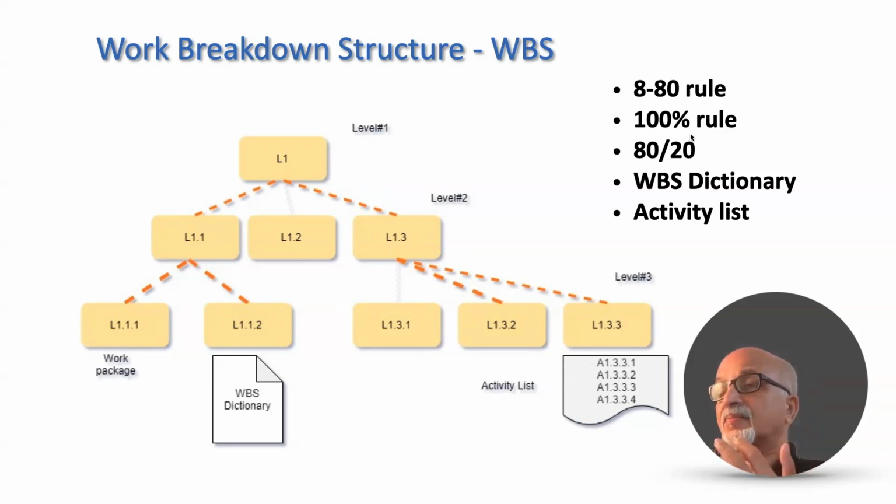Then we have the 100% rule. The entire scope of the project must be present in the work breakdown structure. In other words, 100% of the scope must be in the work packages. Otherwise, when you deliver the final product, we will miss out a lot of things. That is the 100% rule.